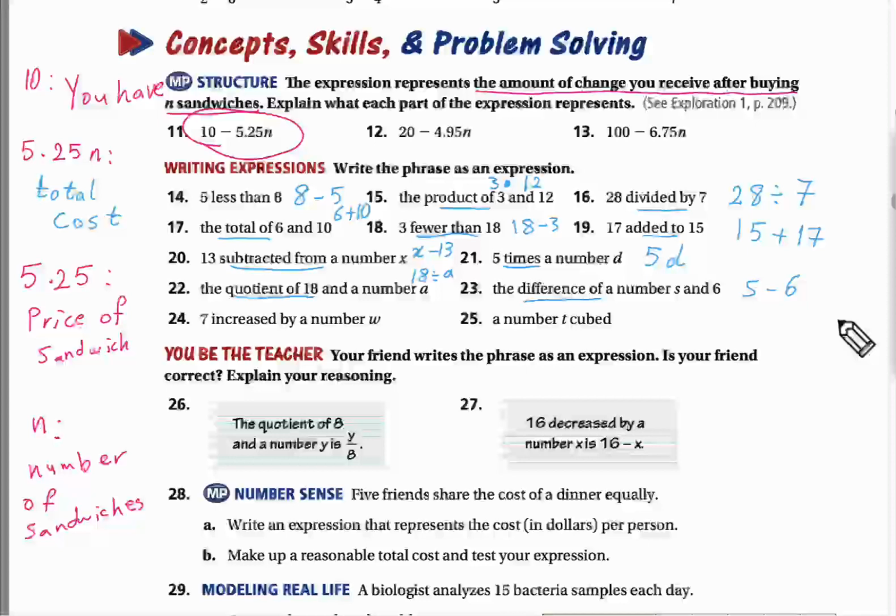Ahmed Yusuf. Yes, teacher. Go ahead. 7 increased by a number W. W plus 7. Excellent. But here we have 7 already, and we increase it by a number W. So you have 7 first, then you increase it by W. So 7 plus W. And of course W plus 7 is right, because in addition we can change the order.